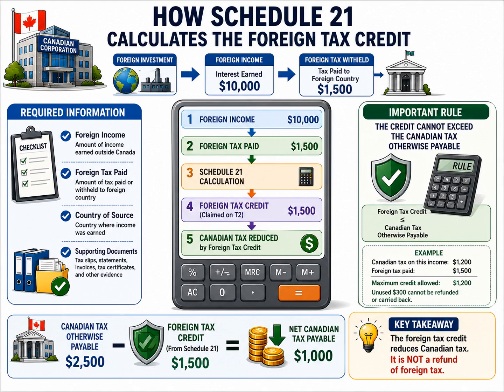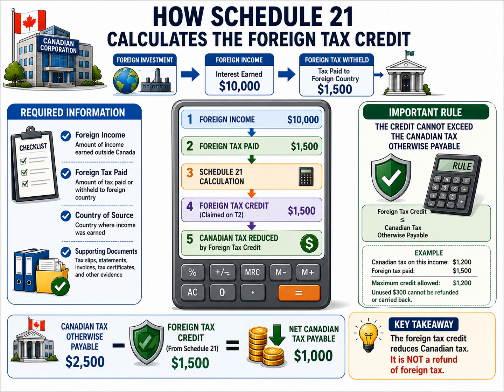The process begins when a Canadian corporation earns income from a foreign country. This could be interest from a foreign bank account, dividends from foreign companies, rental income from property located outside Canada, or other foreign source income. In our example, the corporation earns $10,000 of foreign income. Before that income reaches Canada, the foreign country withholds or collects tax. Suppose the foreign government has already collected $1,500 of tax on that income.